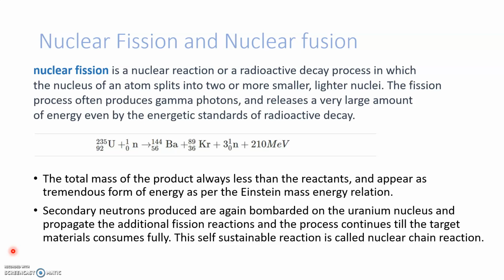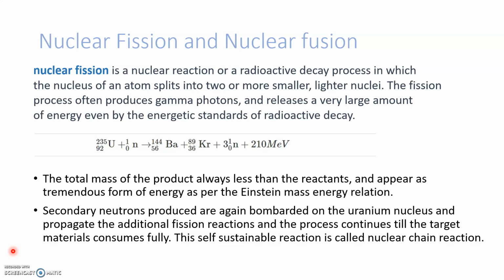Let us first discuss the nuclear fission reaction. A nuclear fission reaction is a radioactive decay process in which the nucleus of an atom splits into two or more smaller, lighter nuclei. So in nuclear fission, we are producing smaller nuclei, and this process is always accompanied by a large amount of energy. That is the advantage of this type of reaction. It can produce a large amount of energy, and we can use that energy in a productive way, such as producing electricity.